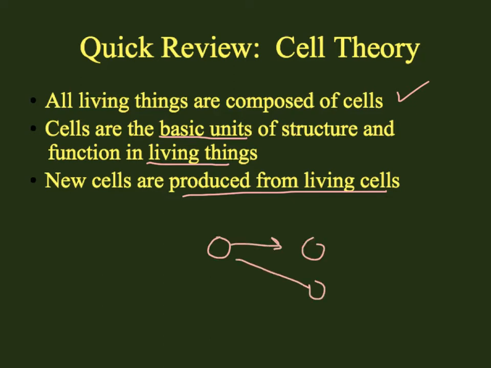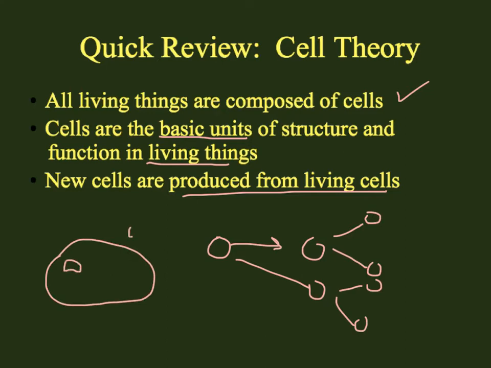So cells divide, and they keep dividing, and they keep dividing. And if you think about it, you started out, here's a little egg cell and a little sperm cell. You started out as one zygote, one cell, and now there are trillions of cells in your body. So all living things are made of cells, and cells can only come from other cells.